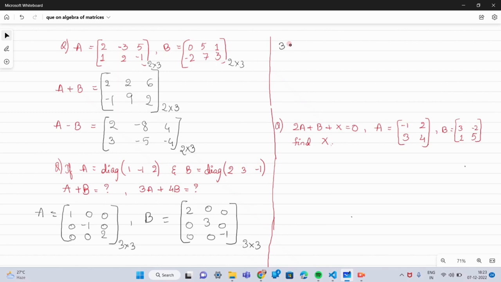Okay, 3A. Just multiply this 3 with all the elements of A matrix, which means 3, 0, 0, 0, and minus 3 and 6. This is also the same order, 3 cross 3. Next 4B. Multiply 4 with all the elements of B matrix. 8 and 12, minus 4, of the order 3 cross 3.